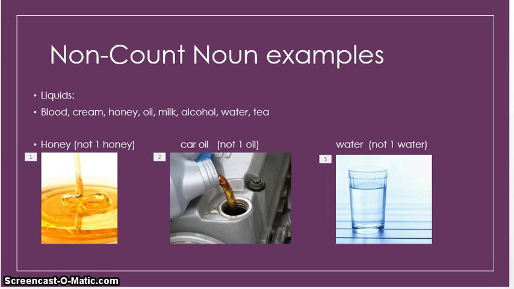The next category is liquids. Words like blood, cream, honey, oil, milk, alcohol, water, and tea. You see below a picture of honey. I cannot say that is one honey or that is two honey. In the next picture, you will see car oil being poured into a car's engine. I cannot say one oil or two oils. And the last picture is water in a glass. I cannot say one water or two waters.